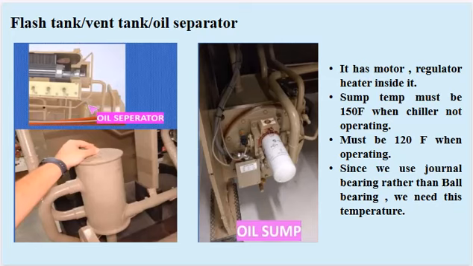This component contains a motor, regulator, and heater, with specific operating temperatures. When idle, the sump temperature should be at 150 degrees Fahrenheit. During operation, it should maintain 120 degrees Fahrenheit. This temperature is required because journal bearings, used instead of ball bearings, need heat to function effectively, improving system longevity.